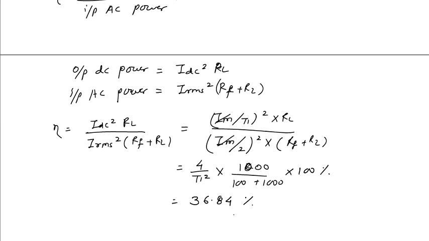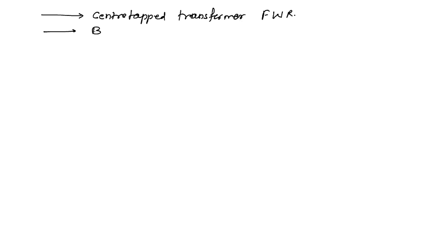is obtained at the output. Full wave rectifiers. In the full wave rectifier we will have two rectifiers. One is the center tapped transformer full wave rectifier, and the other is the bridge rectifier.